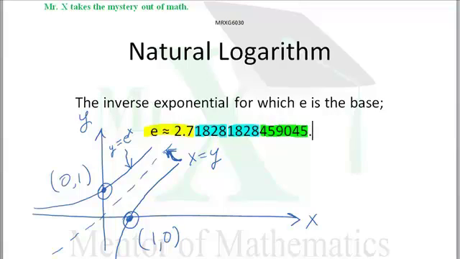Start with 2.7. You have to know that. You just have to know this part. Know it cold. And what follows the 2.7? Well, 1828, 1828, 45, 90, 45.